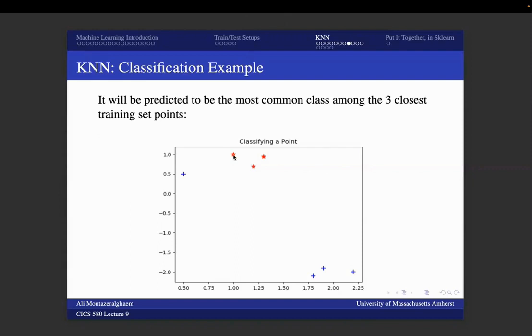So actually the algorithm is finding the k nearest neighbors of the new data point, and then deciding about the label based on the most common class among the 3 or k closest training set points.